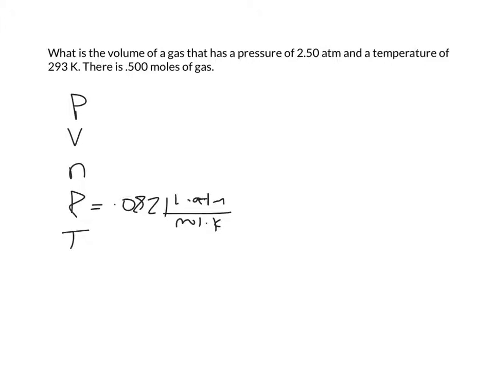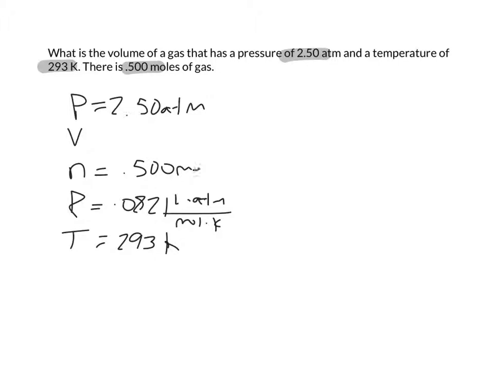Then I go into the problem and I look for all the other variables, like 2.5 atmospheres, so that's a pressure. I look for temperature, 293 Kelvin. And finally I look for the last number, 0.5 moles. The only number I don't have, which is the number I'm going to solve for, is the volume.